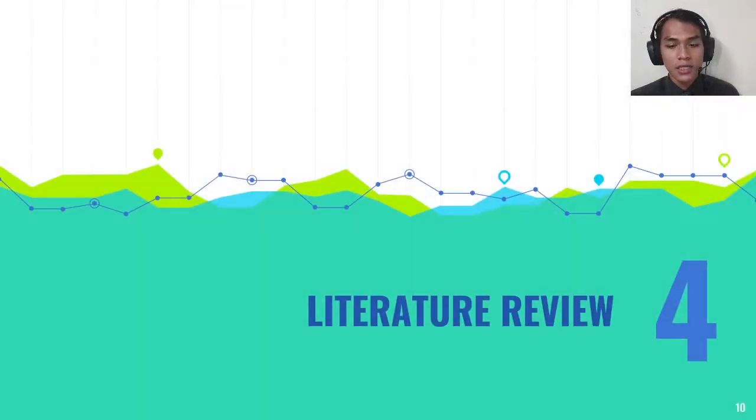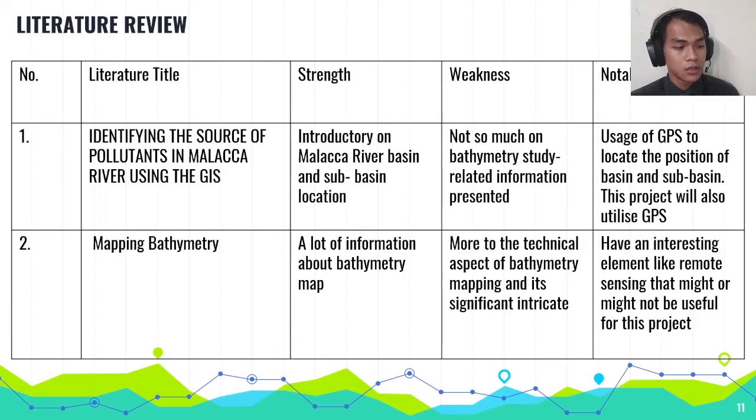Number 4, literature review. Literature review number 1, titled Identifying the Source of Pollution in the Malacca River using GIS by Dr. Ang Kian Hua from Quest International University in 2017. The strength of this paper is its introduction to the Malacca River Basin and Sub-Basin locations, which may be helpful to me in my project. The weakness is that not much bathymetry-related information is presented.